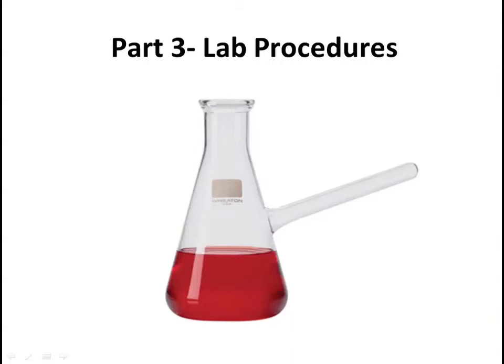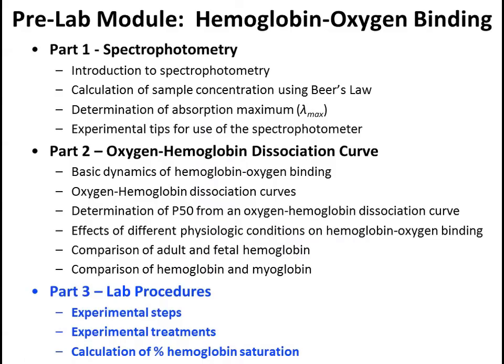Part 3, Lab Procedures. In this tutorial, we'll preview the steps, treatments, and calculations that you'll use for the lab experiment this week. In this lab, you're going to construct an oxygen-hemoglobin dissociation curve and determine the effects of 3 experimental treatment conditions on the curve. And these experimental treatments are reflective of in vivo physiologic changes.